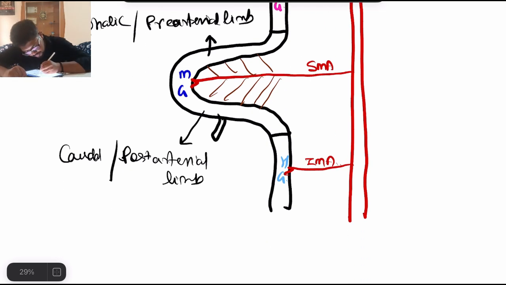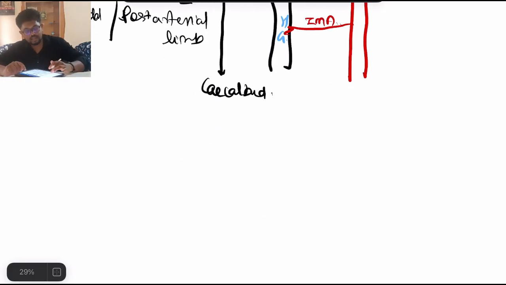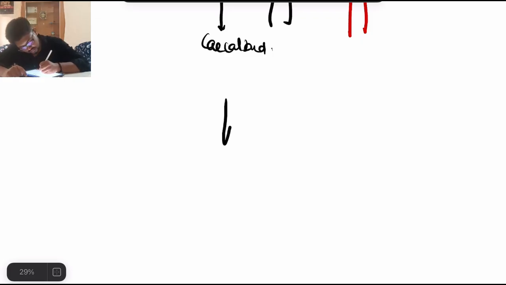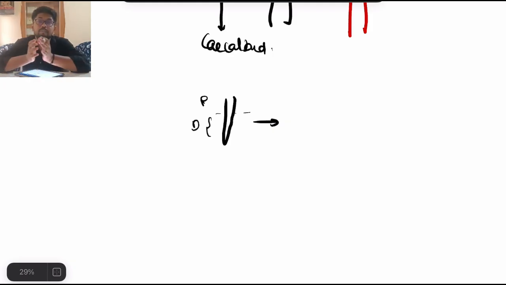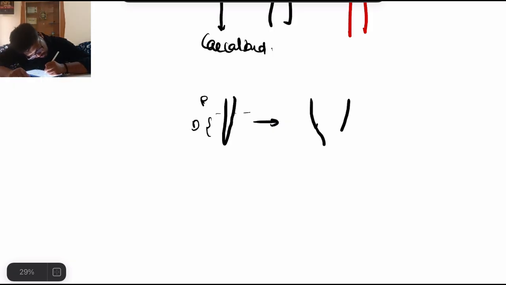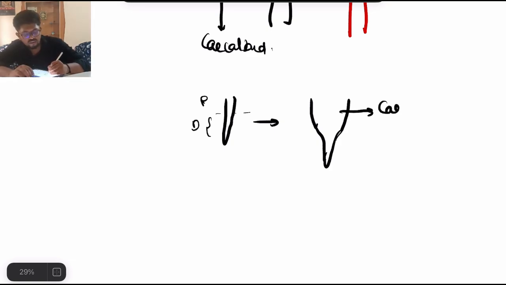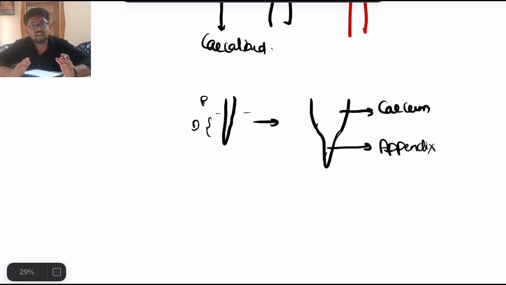That is the cecal bud. Now, if this is the cecal bud, this is the proximal part and this is the distal part. The proximal part of the cecal bud dilates in this way and the distal part remains the same. So this proximal part will form the cecum, and the distal part, which is attached to the apex, will form the appendix, before birth.